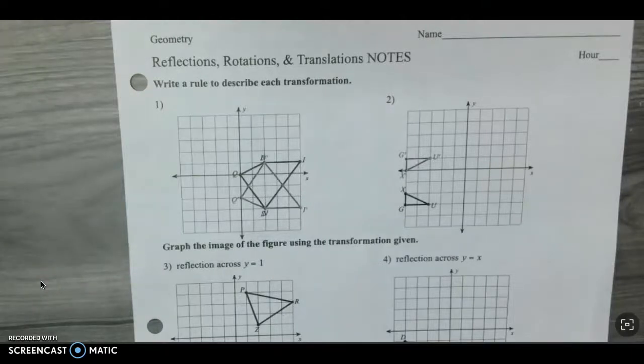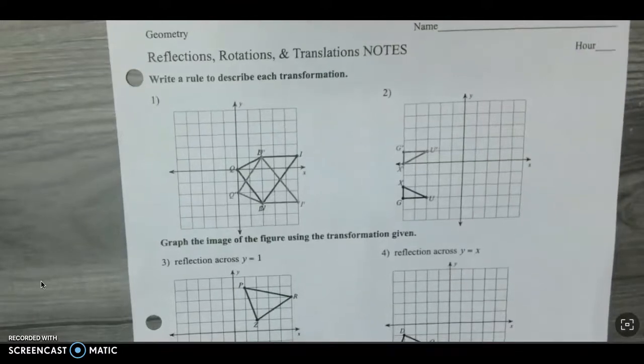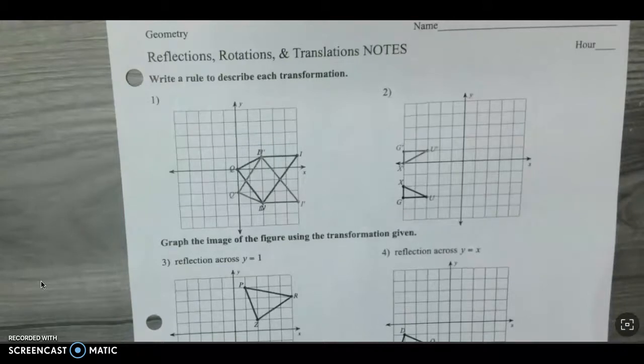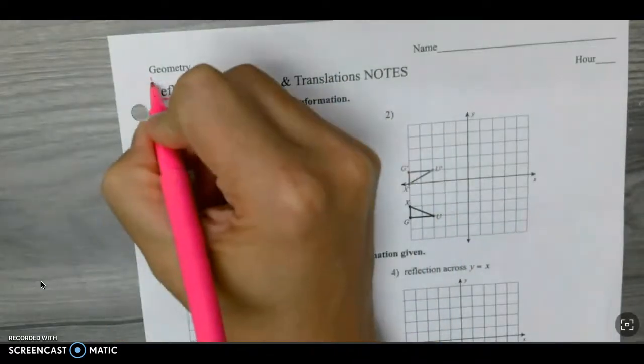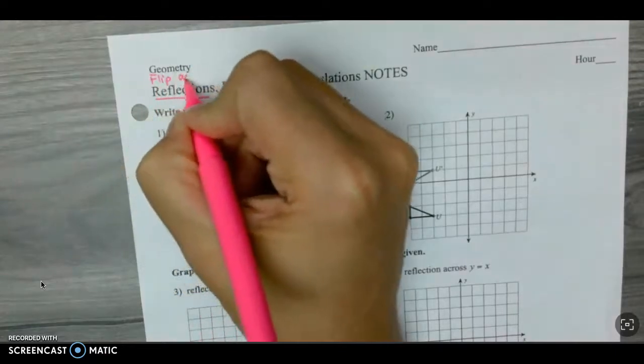Good morning. These are the notes on reflections, rotations, and translations. And specifically in this video, I'm going to talk about reflections. So this lesson, we're going to be working on it for a few days. We're looking at shapes that are reflected, specifically here. And reflection will always involve a flip across a line. Okay? So reflections, again, will always have a flip across a line.